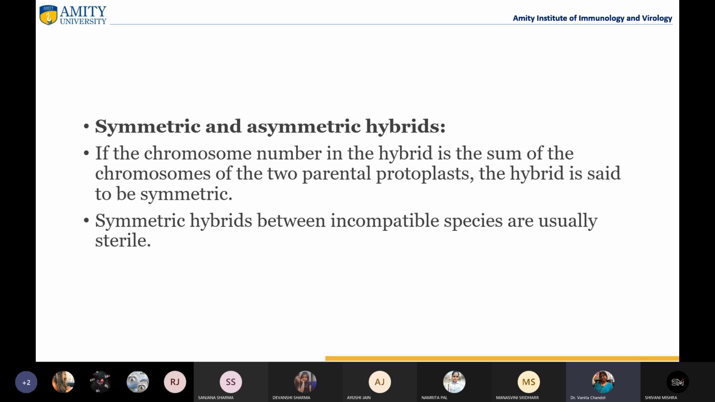Then there are symmetric and asymmetric hybrids also. If the chromosome number in the hybrid is the sum of the chromosomes of the two parental protoplasts, the hybrid is said to be symmetric. And symmetric hybrids between incompatible species are usually sterile. They are not going to produce seeds or flowers.